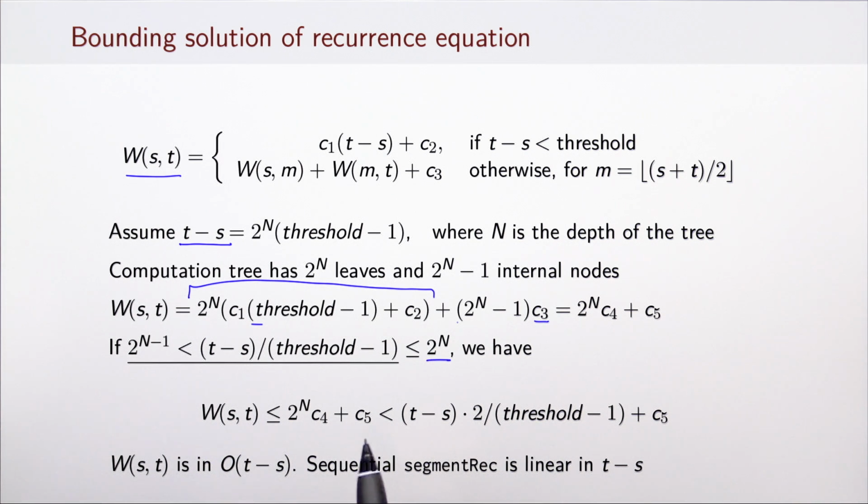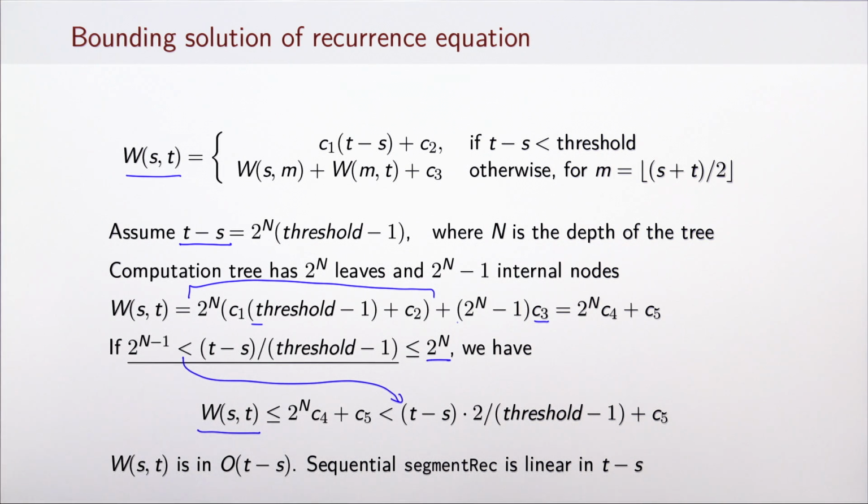Now, all that remains is to relate this n back to t minus s. And for that, we'll use this other equation, because we can see that 2^n is also less than 2 divided by (threshold minus 1) times t minus s. So from this inequality here, we get this other inequality. And this, therefore, gives us the bound on the work of the function for arbitrary s and t. Because threshold is a constant and c phi is also a constant, we conclude that the work is linear in t minus s. Okay, so the running time, the work performed by our sequential function segment rec, is linear in t minus s.